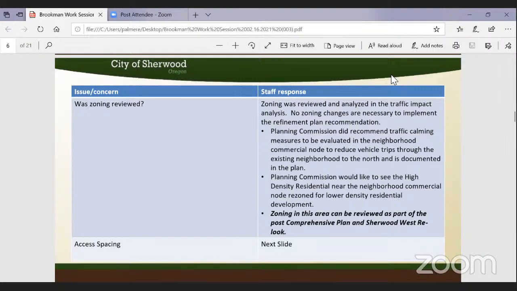Planning Commission, they did have concerns about the high density residential near the neighborhood core area, and would like to see it eventually possibly be rezoned to a lower density. And this can definitely be done. It can be done through our comprehensive planning process, through that wrap up, and also when we take a look at Sherwood West and what the zoning in that area of Sherwood West near Highway 99 is going to look like.